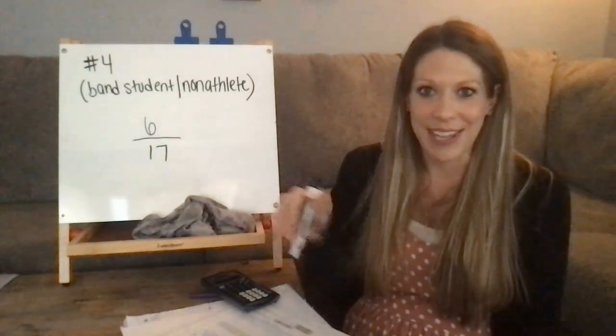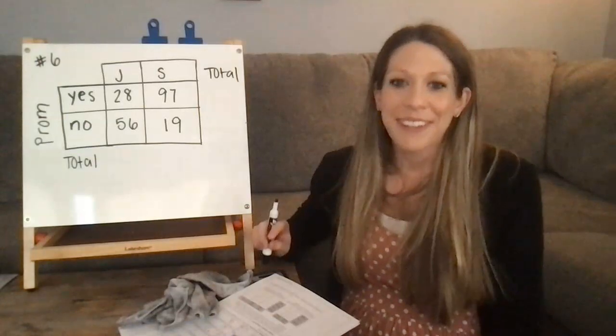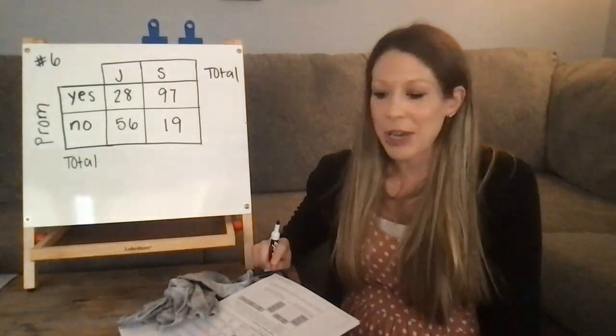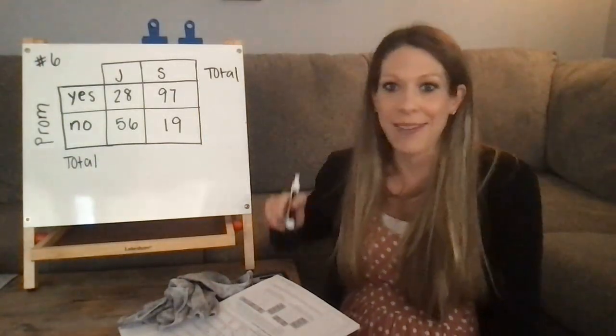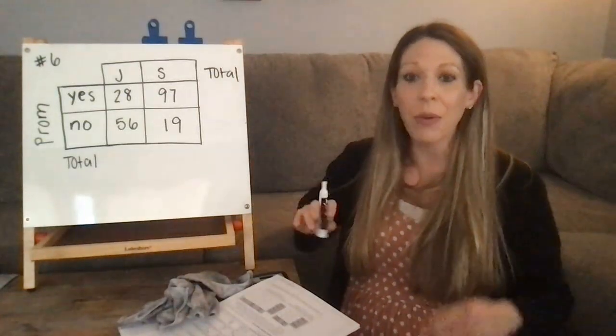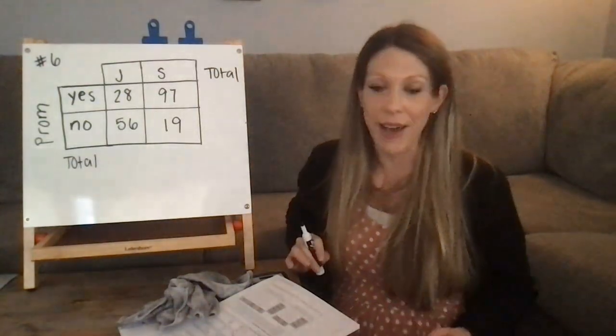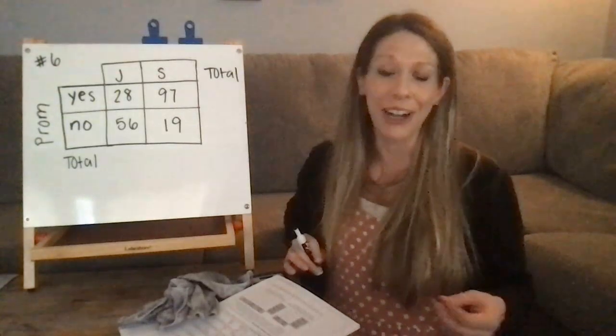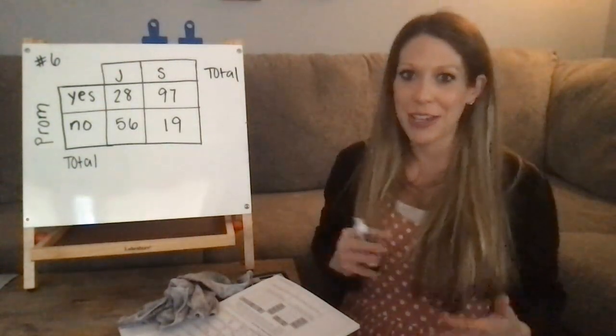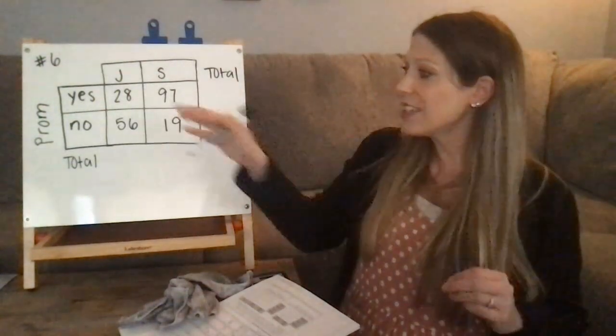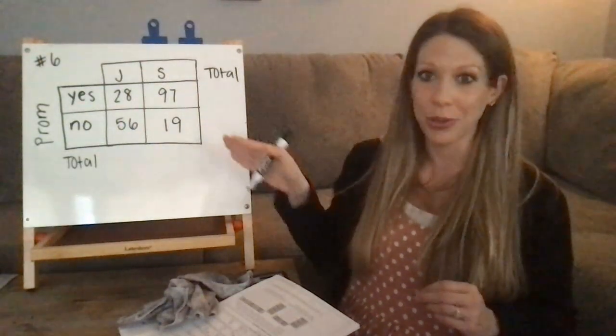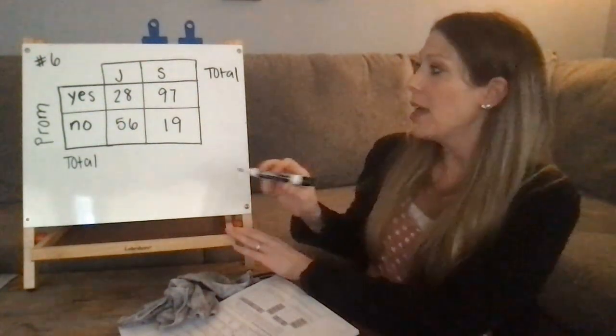out of 17. The last example I want to look at with you is number 6, where we have a two-way table drawn. And one of the first things I do when I have a two-way table, especially if we're going to be calculating some conditional probabilities, is I like to just go ahead and add up the totals of my rows and my columns.